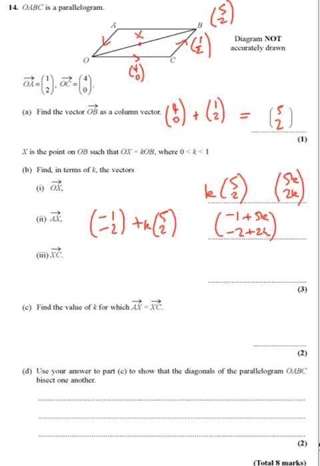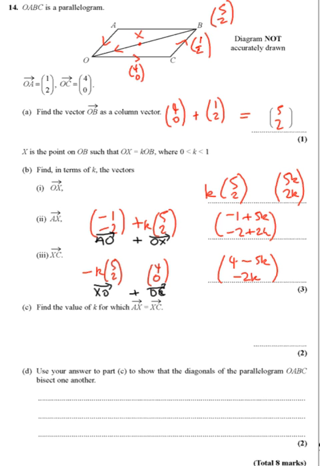And then X to C, we could go from X back to O and then from O to C, so it'd be minus OX. Maybe I should write down what stages we're doing here. For this one, we're going to do XO plus OC. So OC is (4, 0), and XO is the minus of OX, so it's going to be minus k times (5, 2). So that gives us 4 - 5k and 0 - 2k, which simplifies to just -2k.